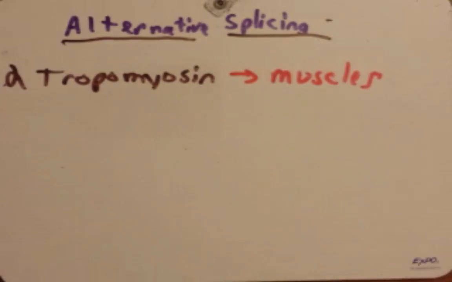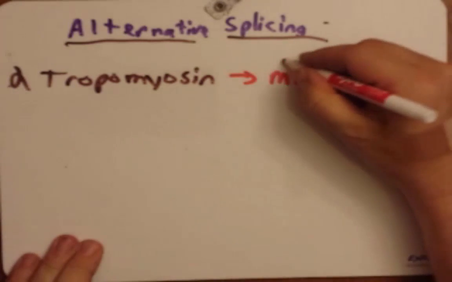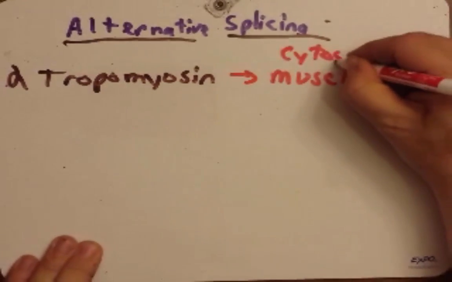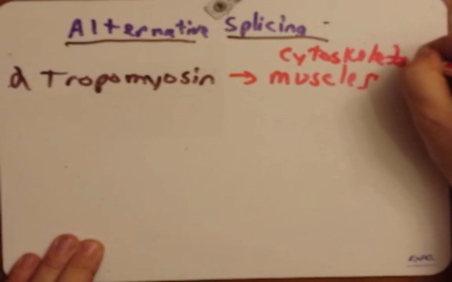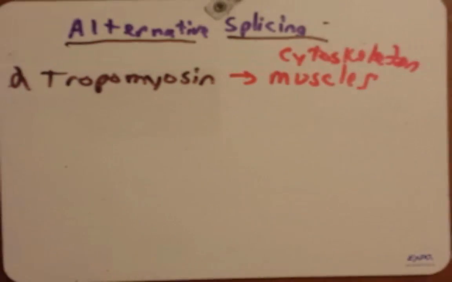This isn't a physiology class, so we're not going to talk about exactly what it does, but you should know that it's involved in the cytoskeleton and muscles, at least for the purpose of this discussion. I couldn't imagine asking an exam question about whether or not tropomyosin was involved in the cytoskeleton. This is just an example to illustrate this important concept.